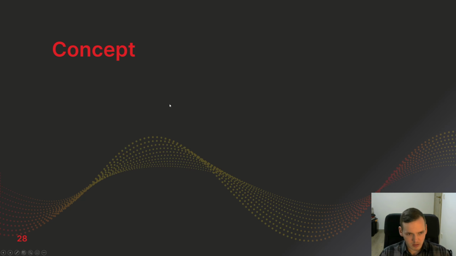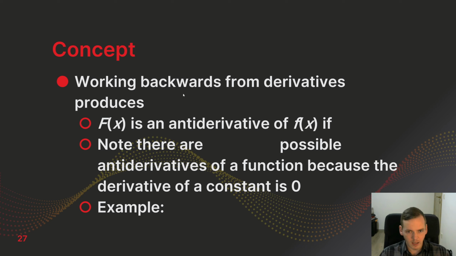what we call an antiderivative. So just anti as in kind of undoing or canceling, and derivative because it's working backwards from a derivative. So big F of x is an antiderivative of little f of x if the derivative of big F of x is equal to little f of x.